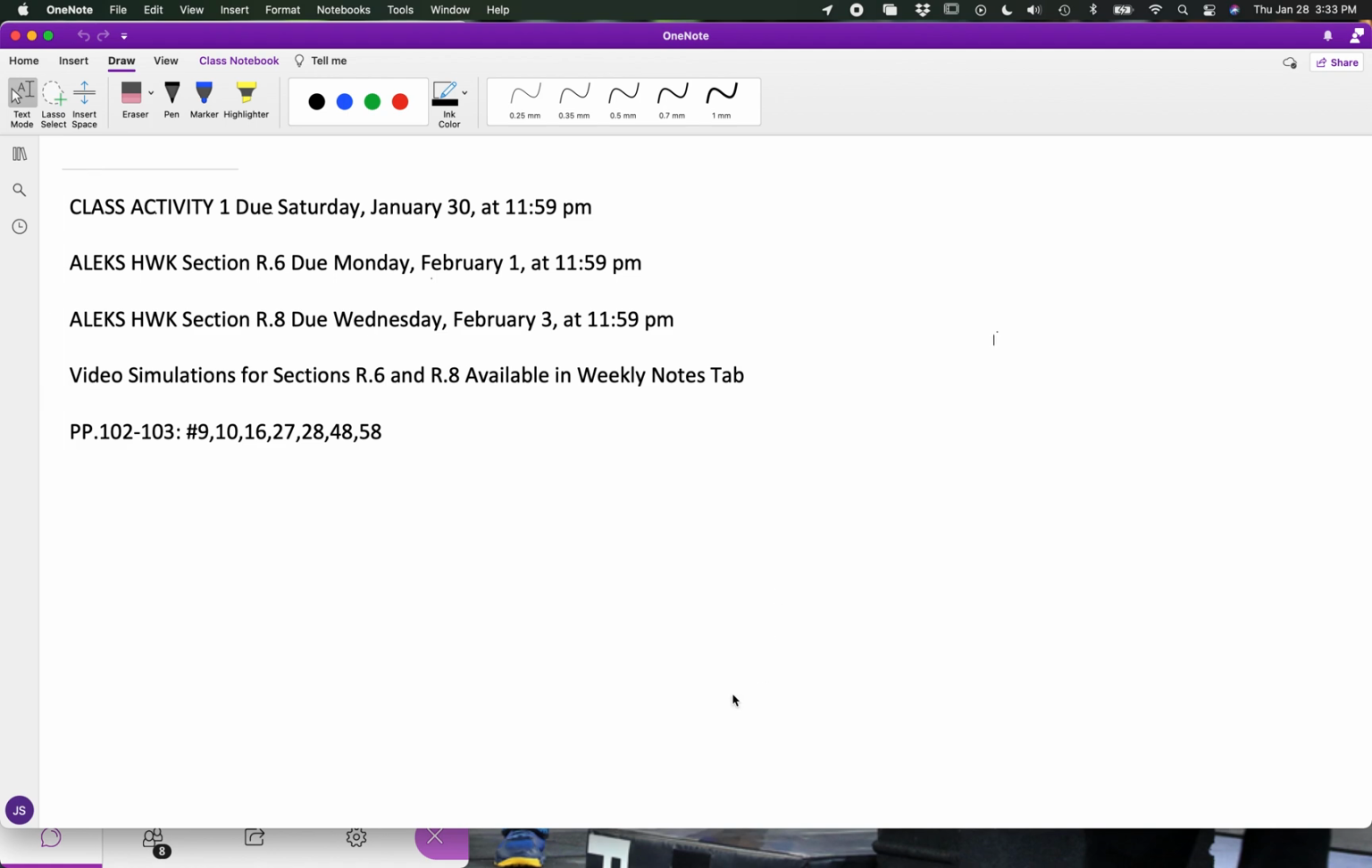And in terms of the inequalities, those that are general inequalities as well as those that are absolute value inequalities, go ahead and be looking at, from pages 102 and 103, numbers 9, 10, 16, 27, 28, 48, and also number 58.